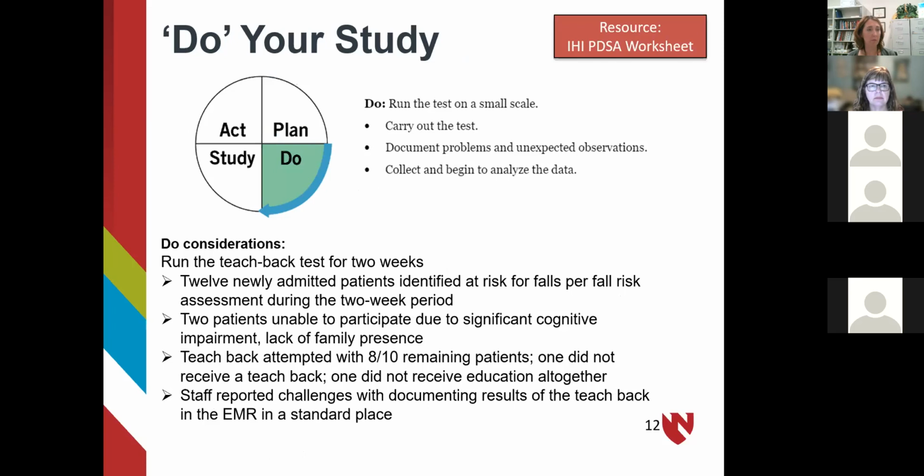Then we do the study. So we spend a lot of time thinking about the goals, the metrics, the change, the plan. We go ahead and implement our study, and we do the test on a small scale.